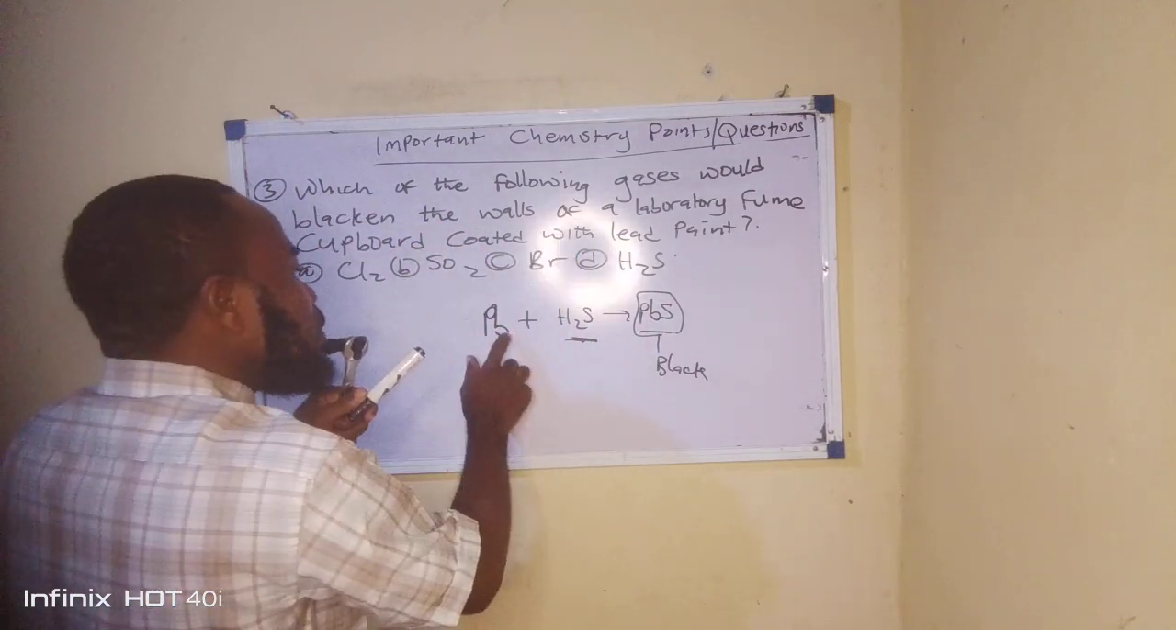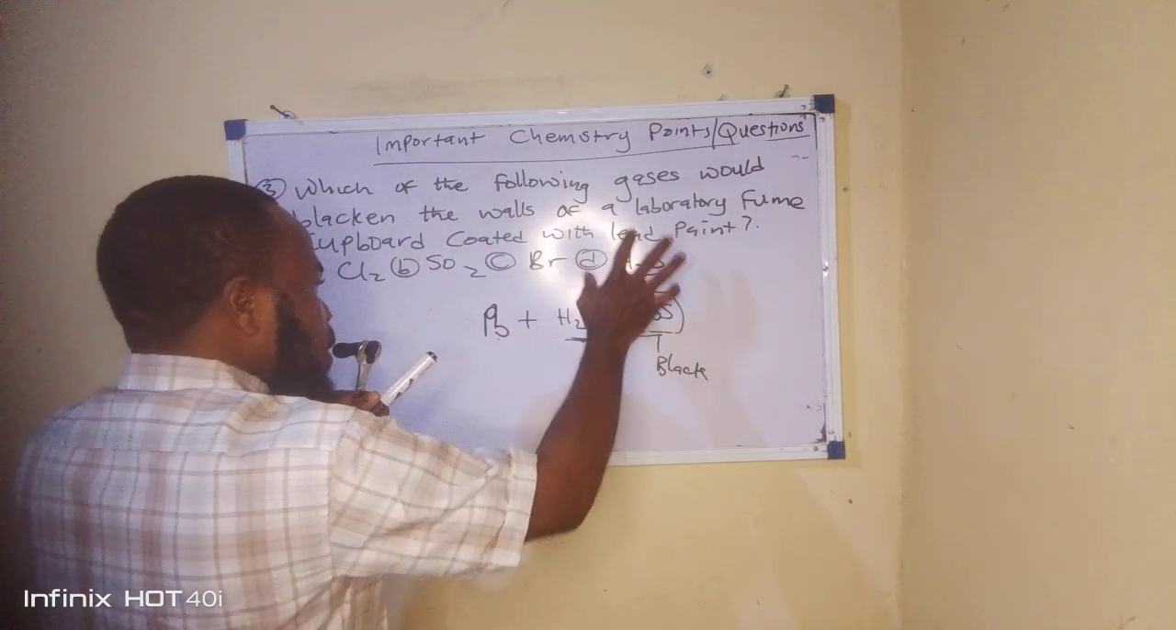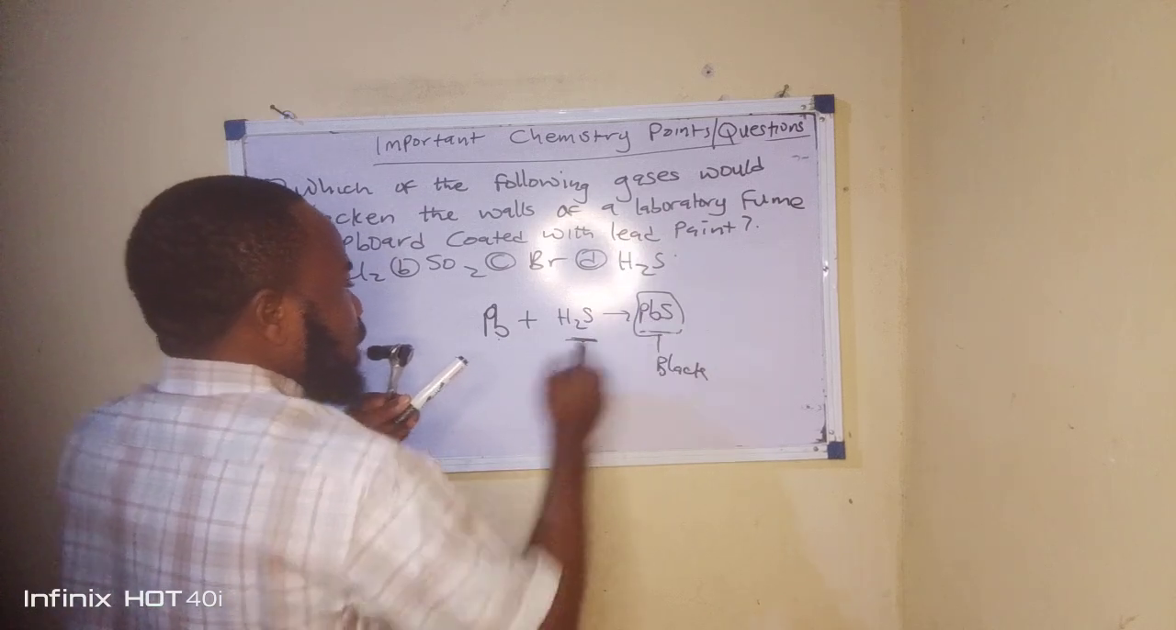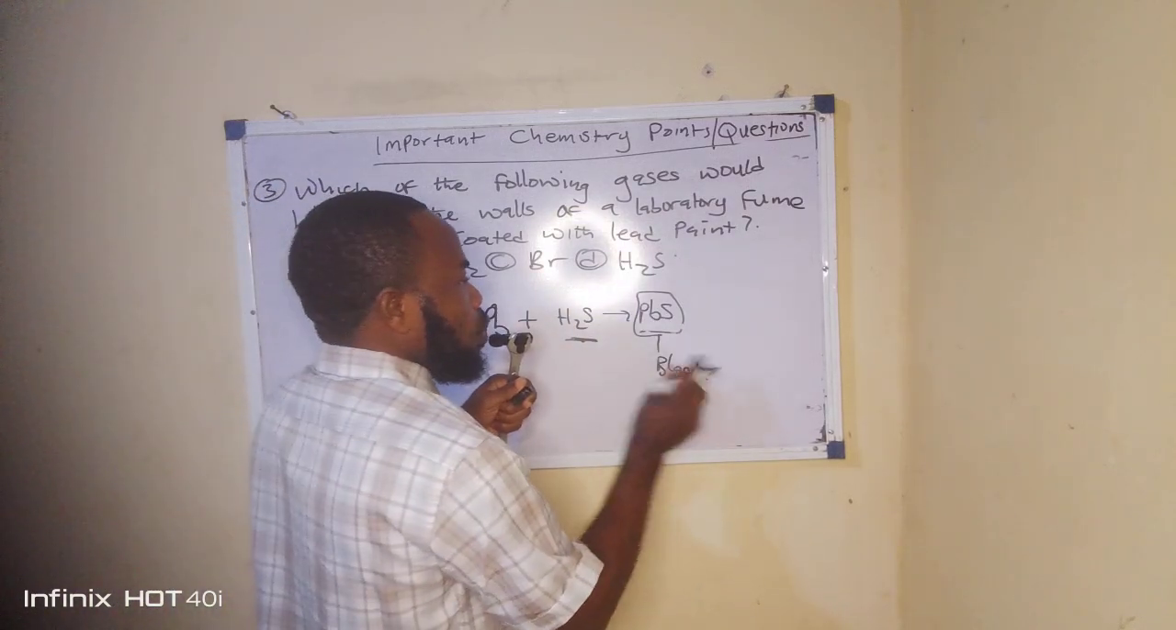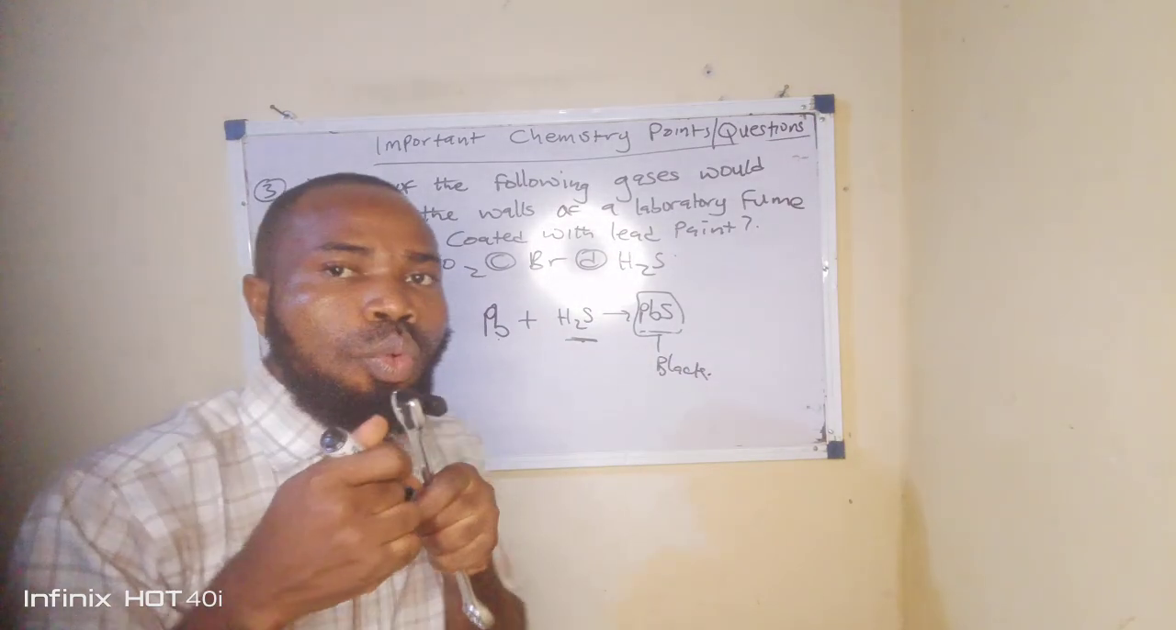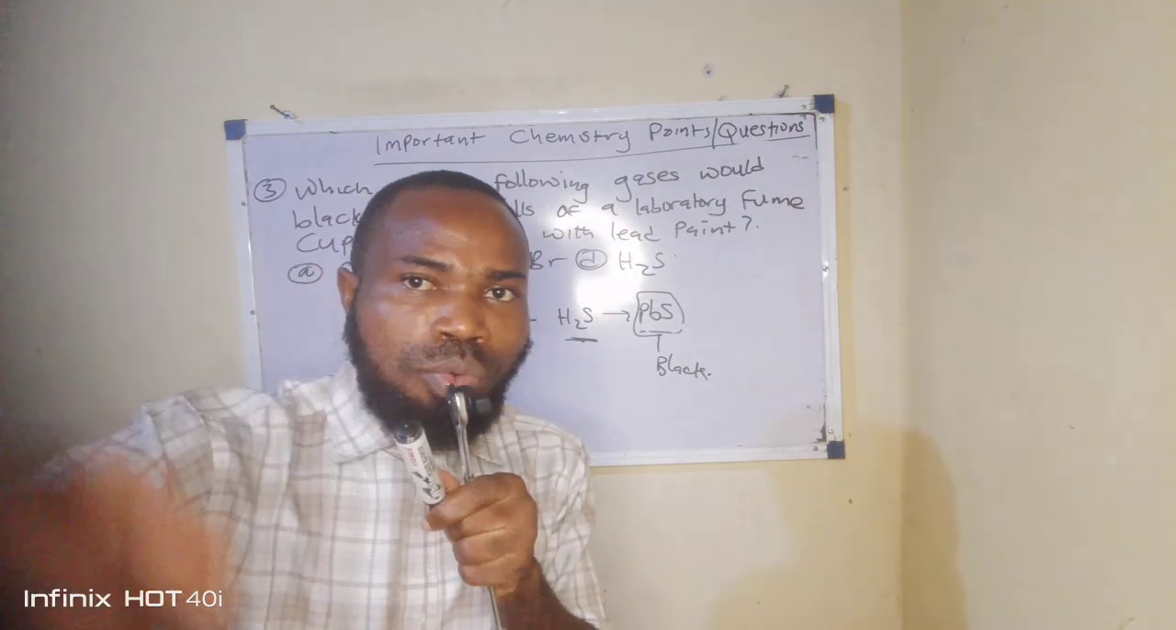So if lead reacts with hydrogen sulfide, of course removing the hydrogen, you form lead sulfide. Remember again, I said lead sulfide is black. So they can also change it: which of the following forms a black precipitate when it reacts with lead?